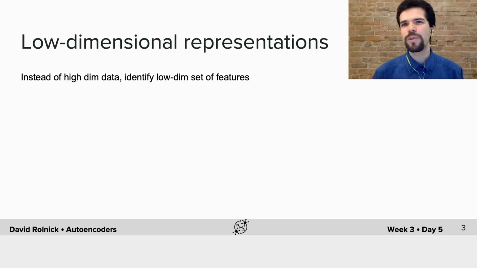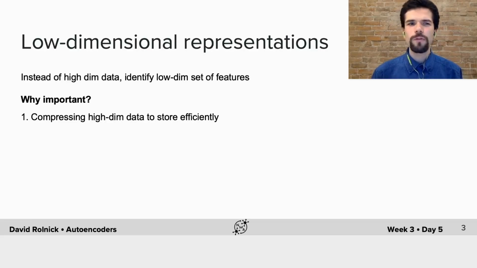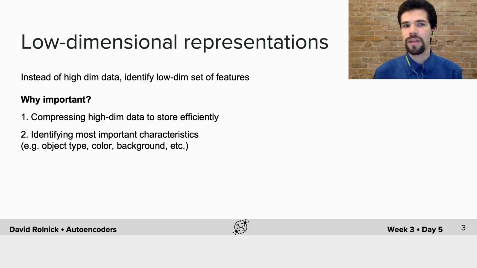Why might one be using them? First, compressing high-dimensional data. Sometimes it's hard to store high-dimensional data. There just isn't enough space. So one wants to store it more efficiently by throwing out some of it and storing a lower dimensional set of features. Also, it might be useful semantically to identify the most important characteristics, things like object type, color, background, etc. We probably care about things like that if we're trying to understand what's in a picture rather than just describe the picture itself by pixel values.